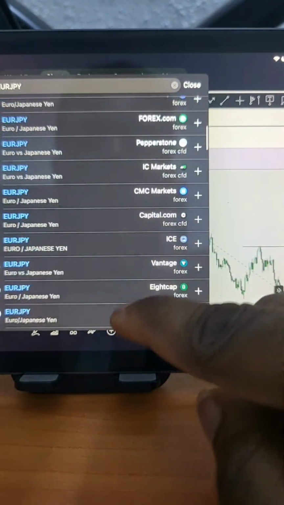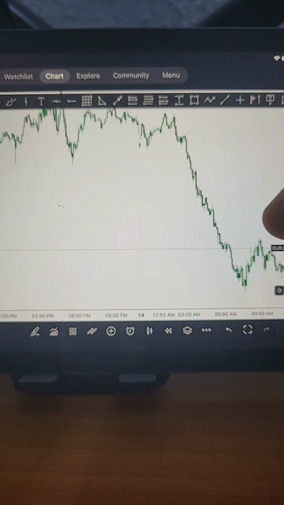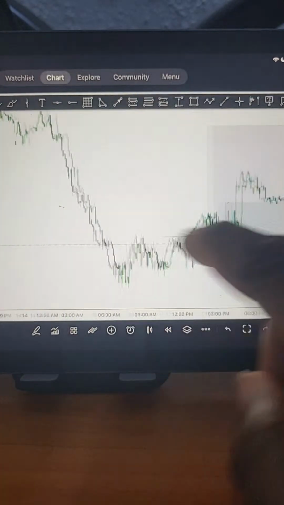So let me show you guys another trade that I am currently on, Euro JPY. This particular one is still active. I posted this one today on my free community. You can just go and check it out.